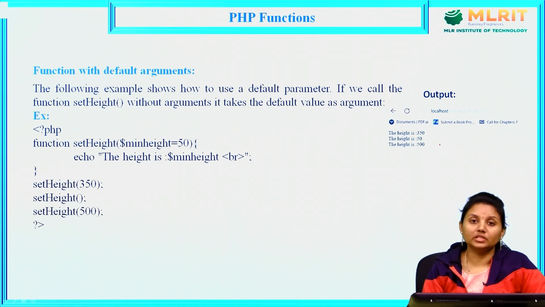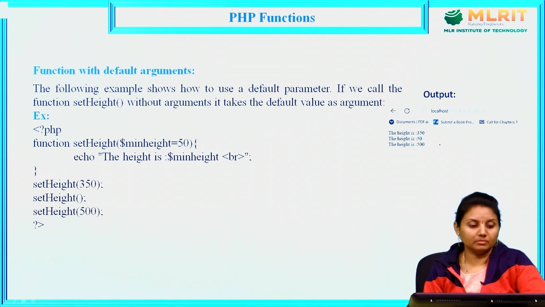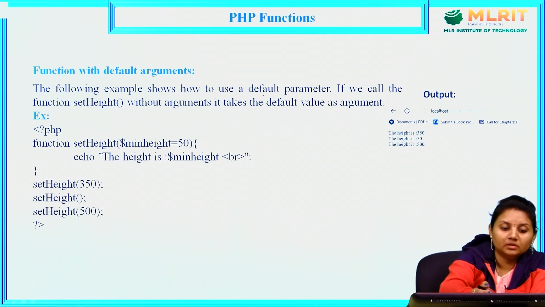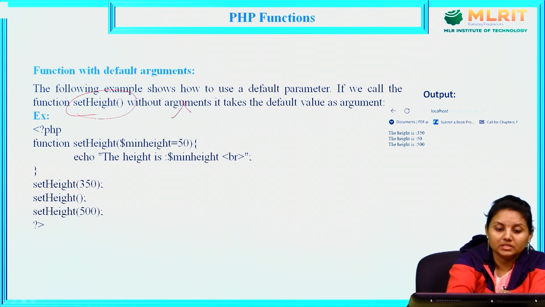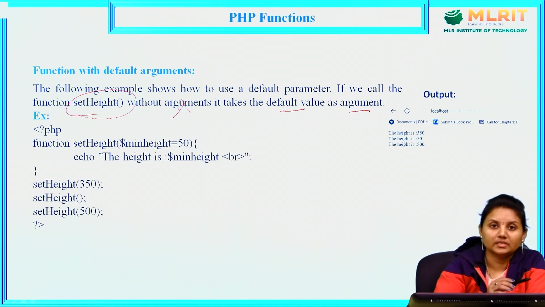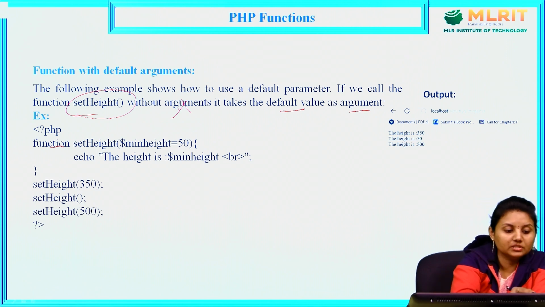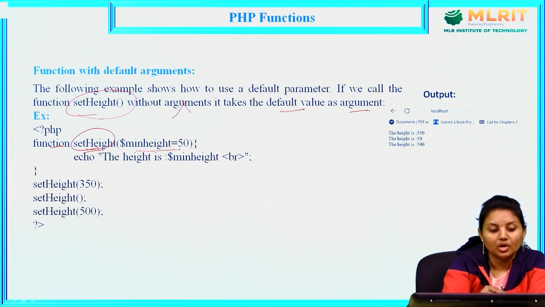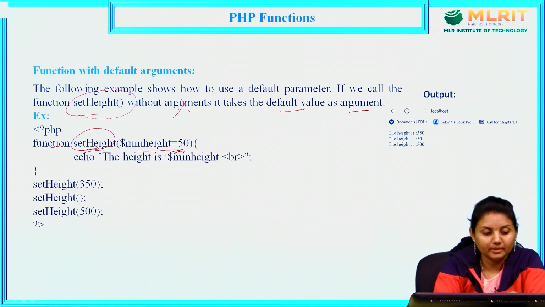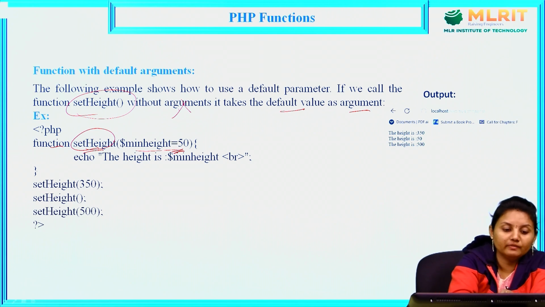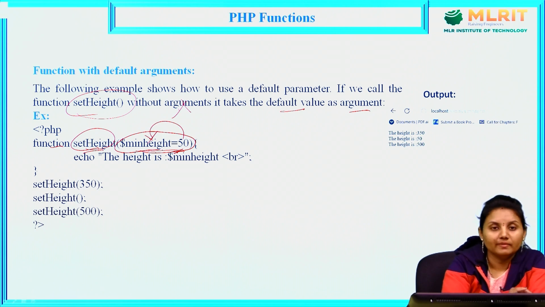So function with default arguments. Default arguments means what? How to use a default parameter? If you call a function setHeight without arguments, it takes a default value as the argument. So setHeight is a function. Here we are giving the value $minheight equals 50. So what is $minheight? Here it is a default parameter, a default value that you are assigning. The height is 50.